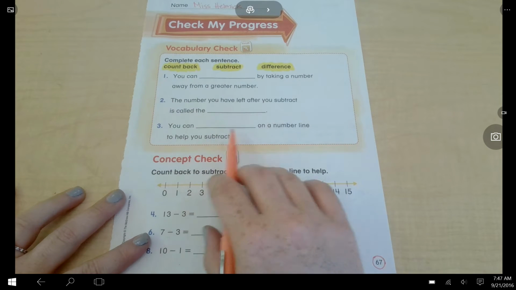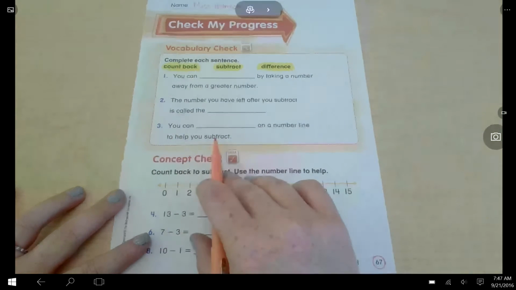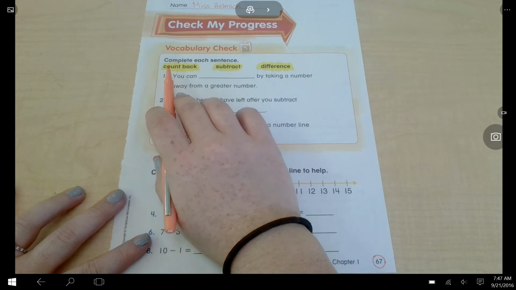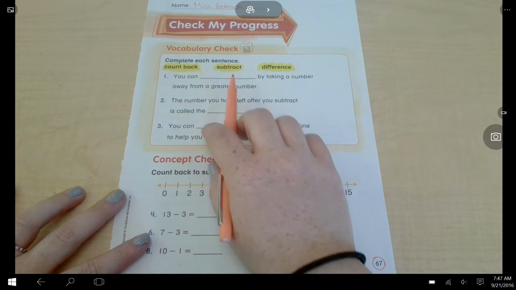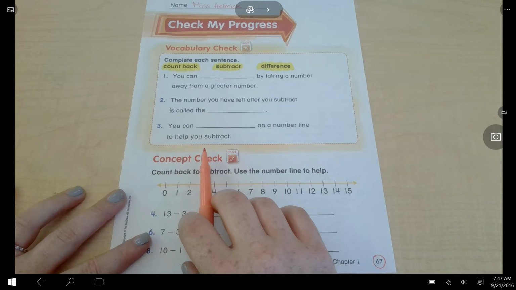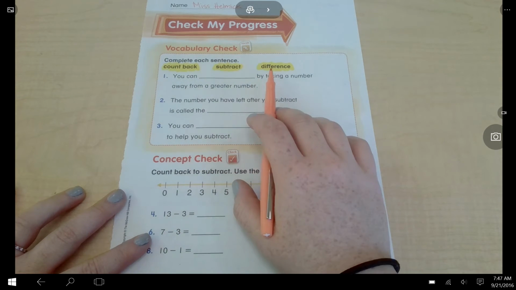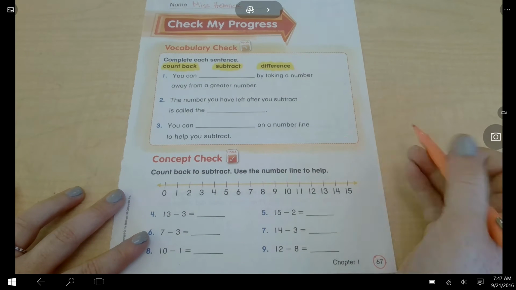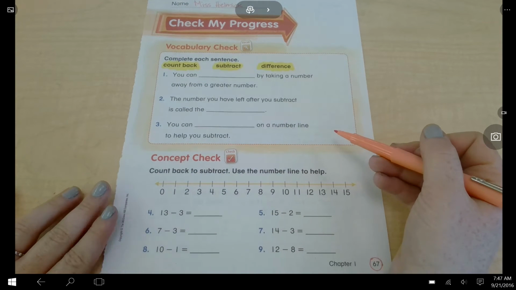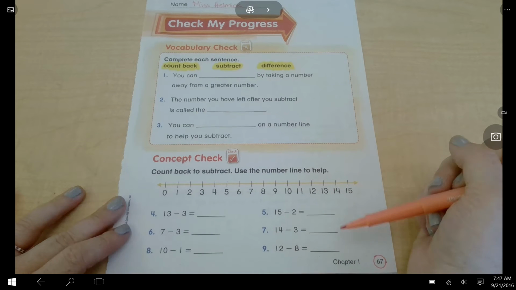You can blank on a number line to help you subtract. You can count back on a number line to help you subtract. You can subtract on a number line to help you subtract. You can difference on a number line to help you subtract. Complete the vocabulary checkbox. Pause the video to do that. Once you're done, you can go on to the next portion.